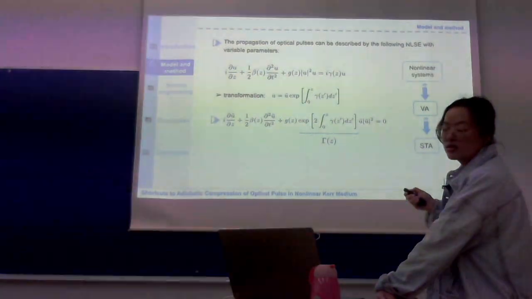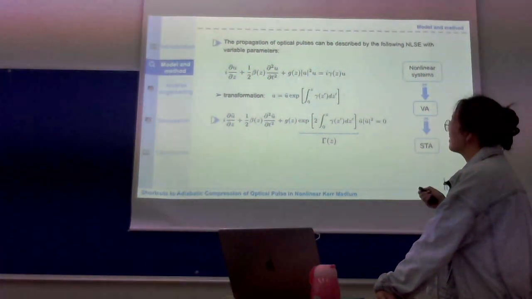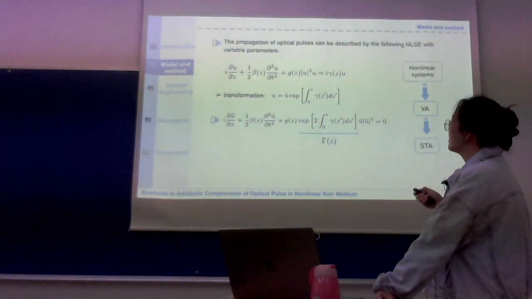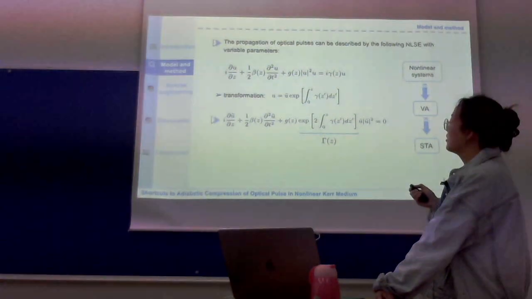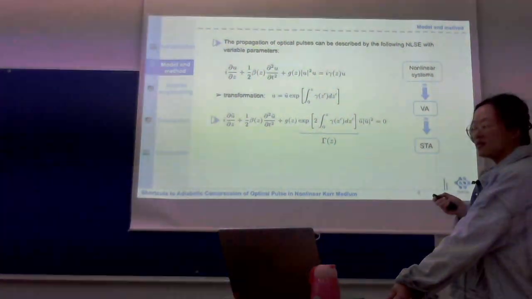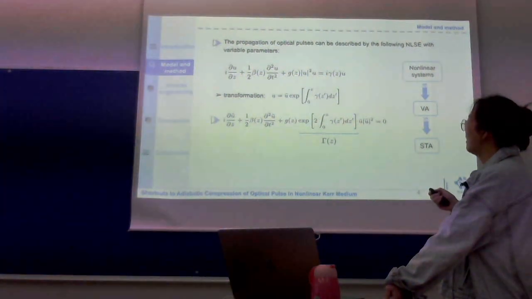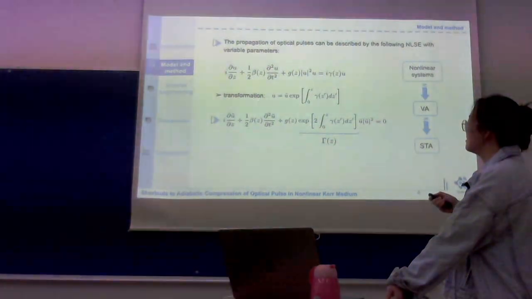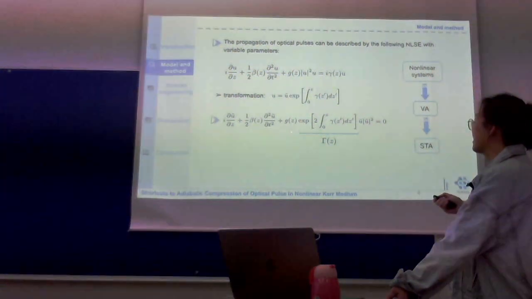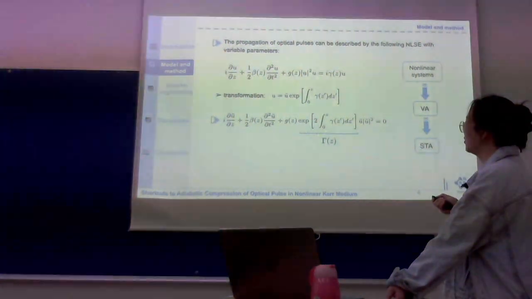This beta is the group velocity dispersion, and G is the nonlinear part. The gamma is the gain or loss. And these three parameters all vary with distance. For convenience, we use a transformation of this wave function, and then the Schrödinger equation can be written in the following formula, where we make the capital Gamma replace the exponent part.